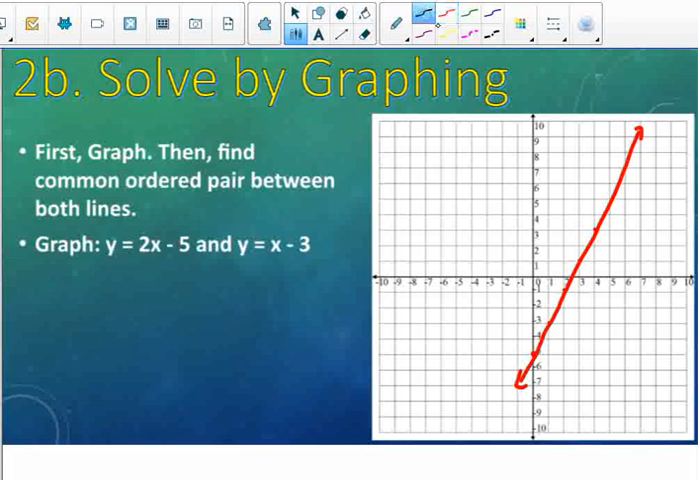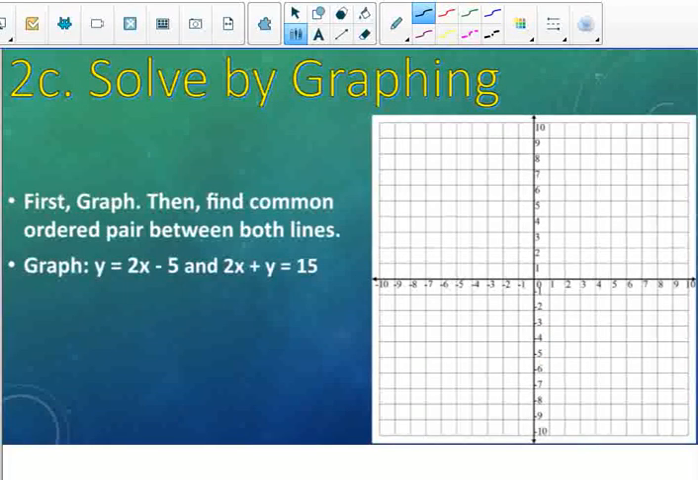And the other one is y equals x minus 3. So put a point at minus 3. Go up 1 to the right 1, up 1 to the right 1, up 1 to the right 1. See where my line is. See where they cross. Cross at 2, negative 1. So that would be our solution. Now, if the lines would never cross, that means there is no solution.